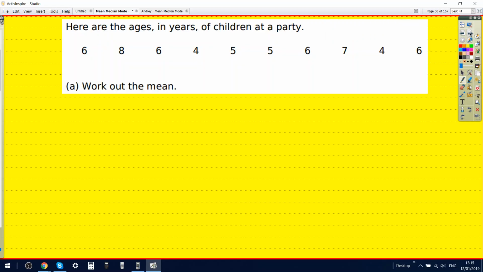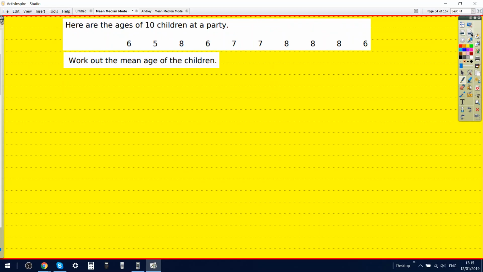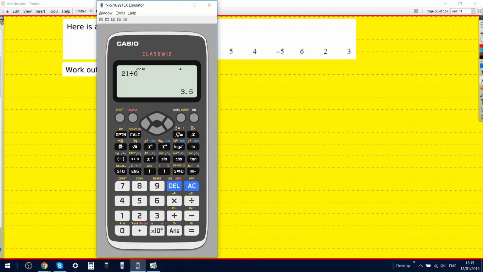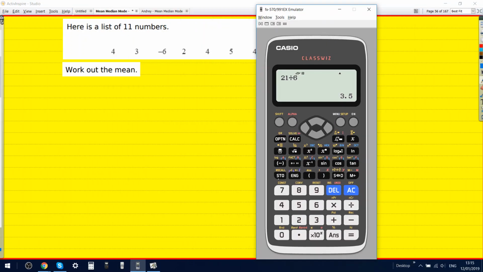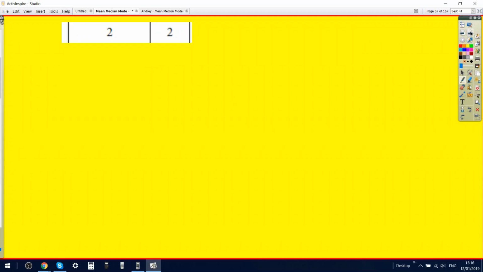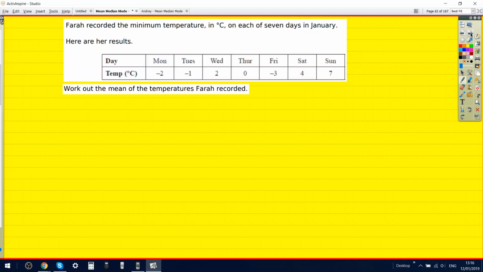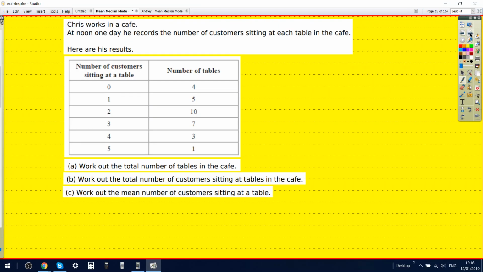That one's fine. This one has a minus. Just treat it the same way. So if you were to do 4 plus 3, even if you wanted to do plus minus 6, it would still be fine. Plus 2 and so on. Okay. So it's the same idea, even though it's minus. So these are all the exam questions, but it's the same thing.